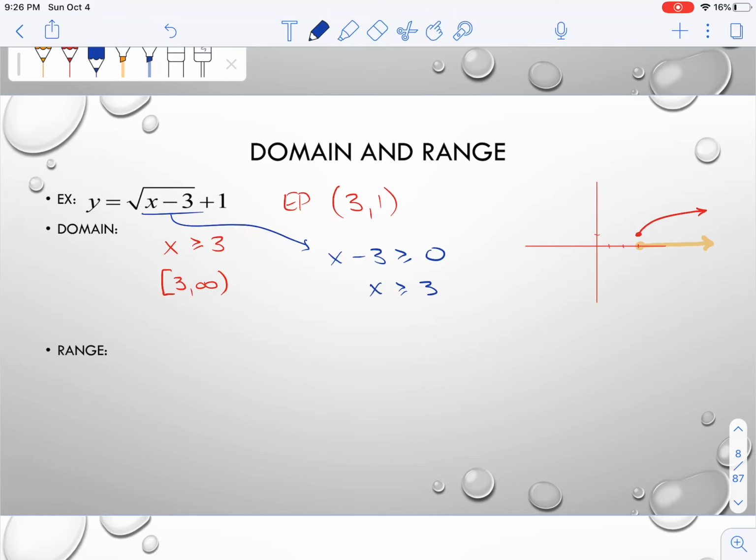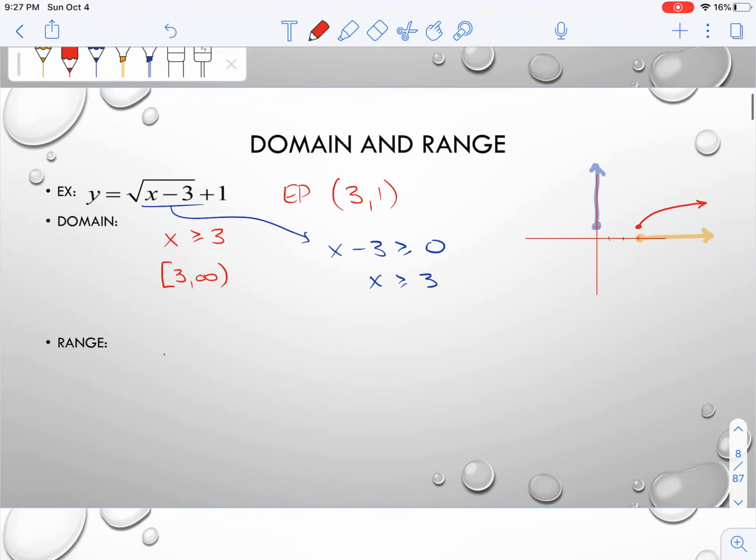And that's the same interval that I got from my actual graph. Okay? If we look at the range, my range is going to start here at y equals 1, and my y values are going to go up. And even though it's getting flatter the farther it goes, it's still increasing, and it's always going to be increasing, right? So what we get then for the range is all the y values that are greater than or equal to 1, or 1 through positive infinity in interval notation.